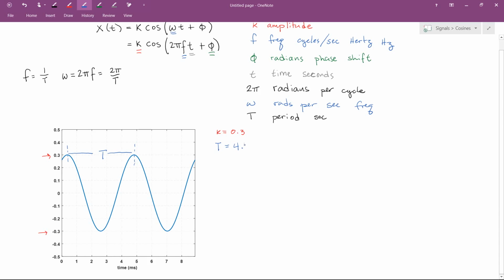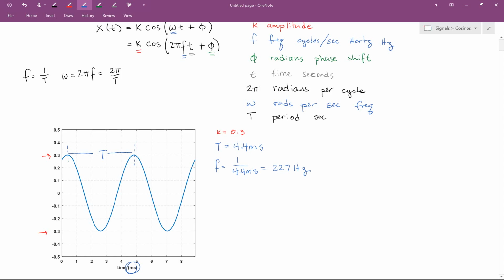Sorry, about 4.4 divisions, and I can see down here that each division is a millisecond. So about 4.4 milliseconds, which means that the frequency is 1 over 4.4 milliseconds, which comes out to 227 hertz.